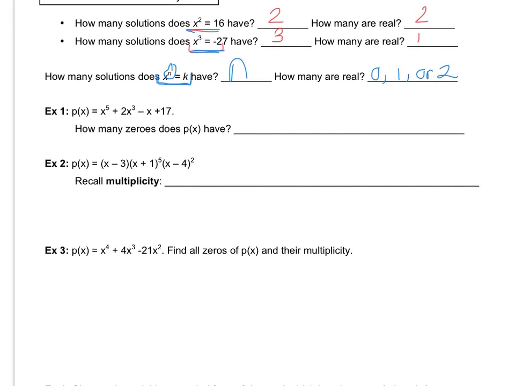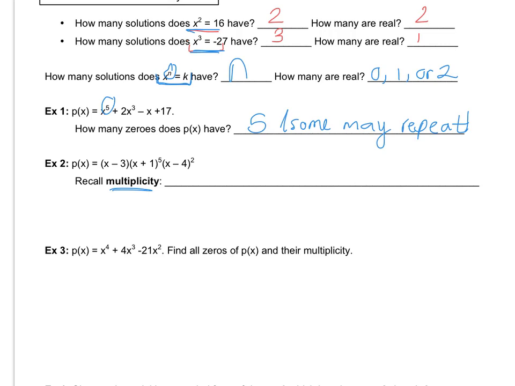So this is just this review, example 1. How many zeros does p of x have? Again, we can tell that just from the highest degree. So this has 5, although some of them may repeat. Sometimes it doesn't look like they have that many because they're just repeating zeros. And we use the word multiplicity to talk about how many times a zero occurs.